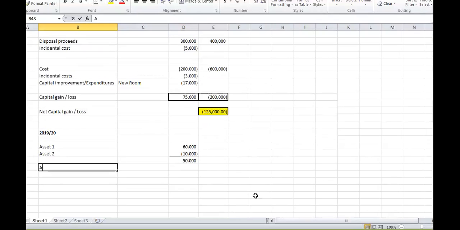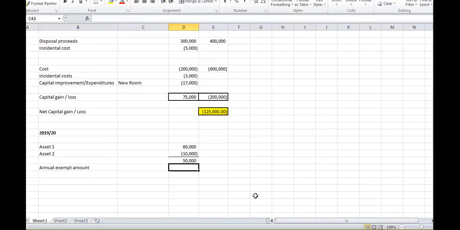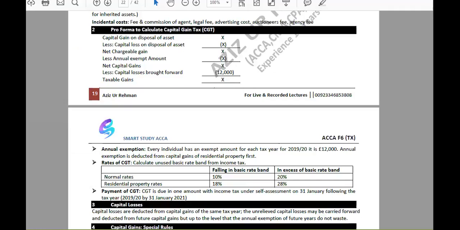Over here, we will deduct the annual exempt amount. So what is the annual exempt amount? It is a fixed relaxation available to every individual every year. Annual exempt amount is a fixed relaxation available to every individual every year. You can see its amount is £12,000. It is a fixed relaxation.